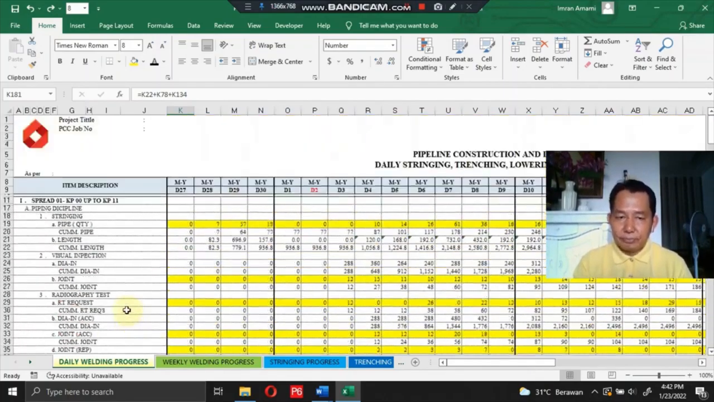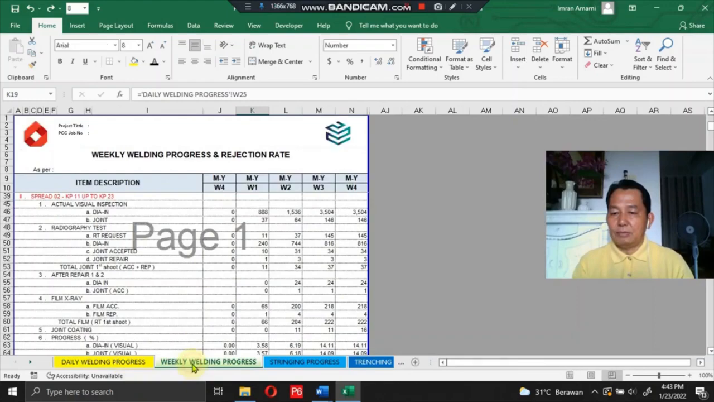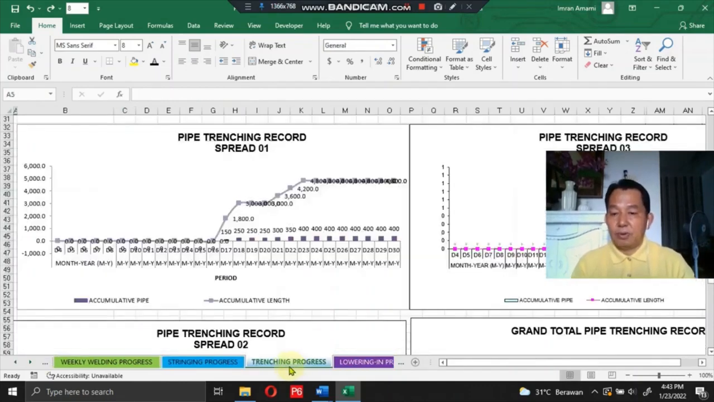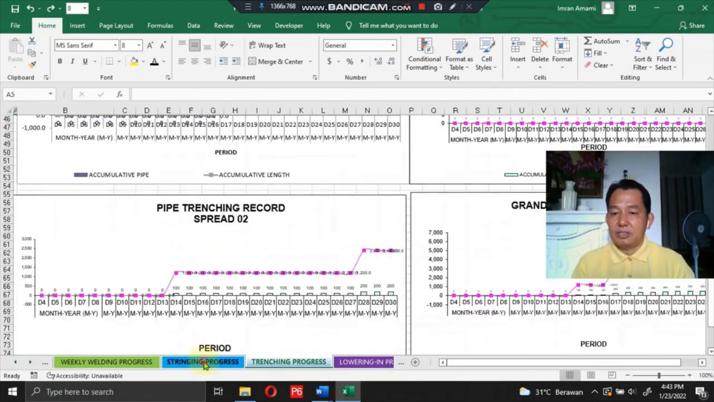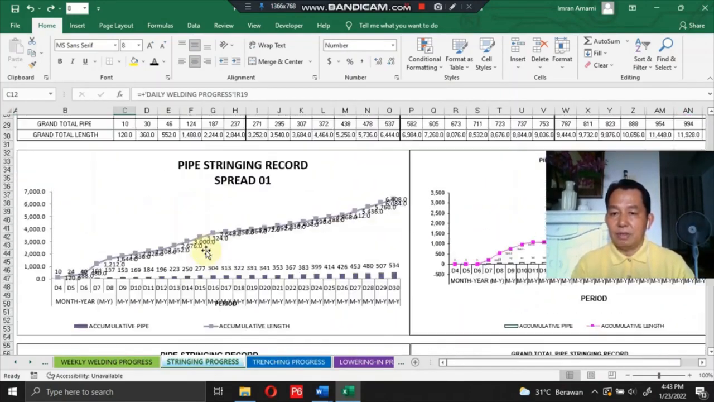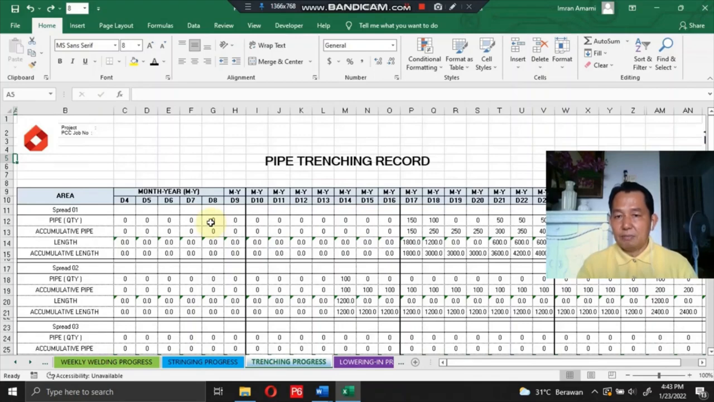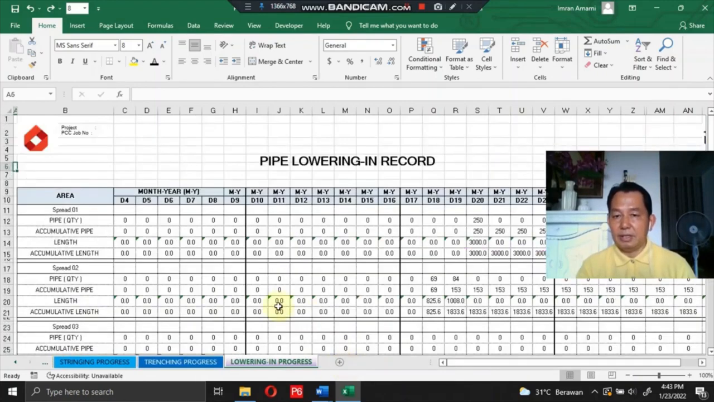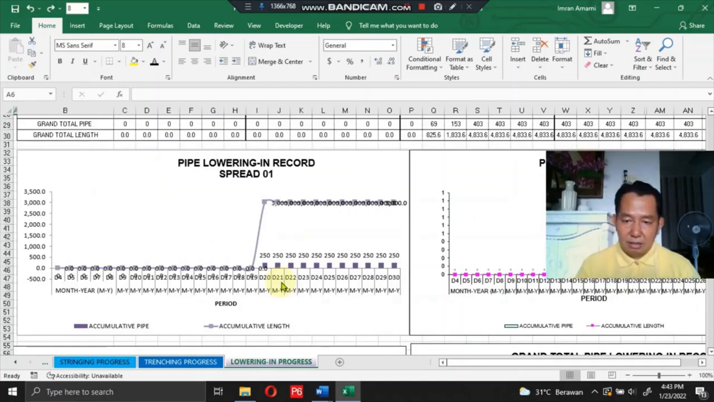So this template consists of five worksheets. You can check here: daily welding progress, weekly welding progress, breakdown for stringing progress, and breakdown for trenching progress. For the stringing progress record, there is a curve below equipped for this progress report, and the same for the trenching progress record. In the section below you can see its progress curve, and this is the same for the lowering progress record, where you can also find its progress curve.